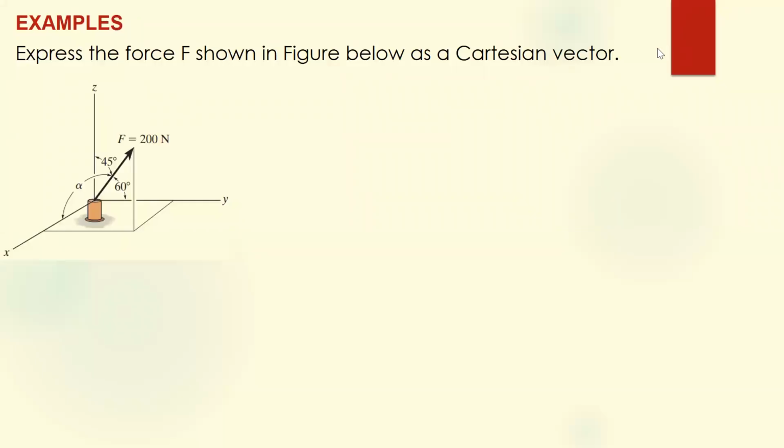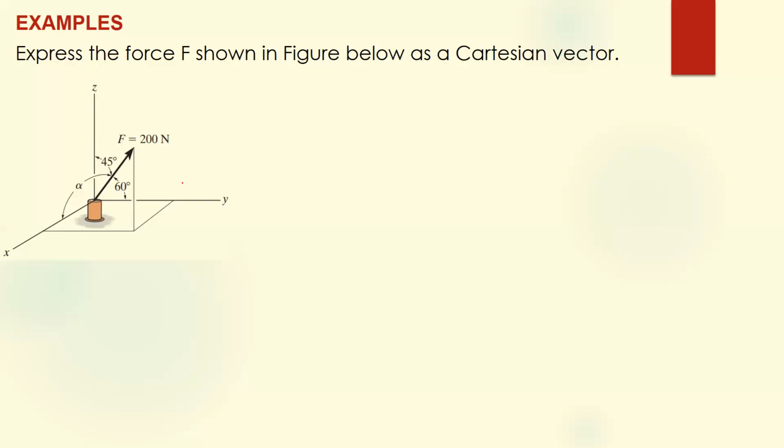All right, so we have this question presented before us. It says, express the force F shown in the figure below as a Cartesian vector. So what they want us to do is express this force in the IJK notation. And how do you do that? It's very simple. It's not something that is hard to understand or to do. So let's quickly do it.